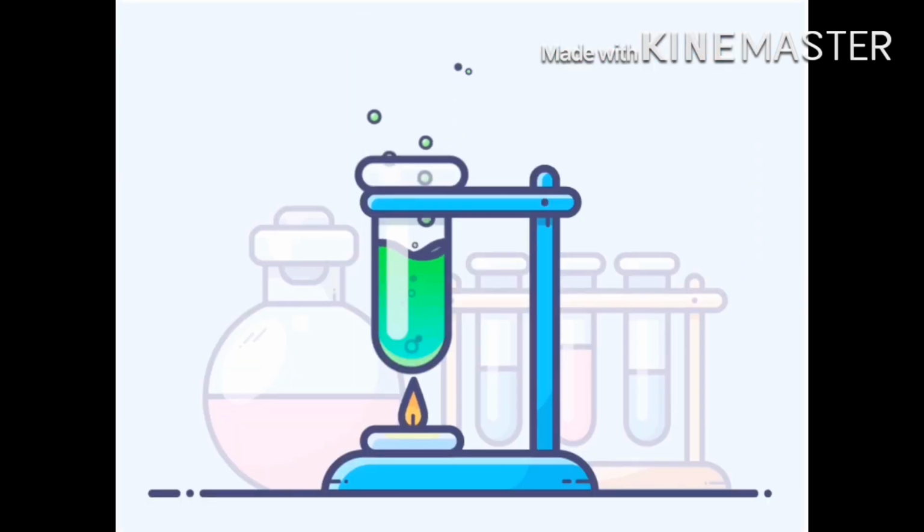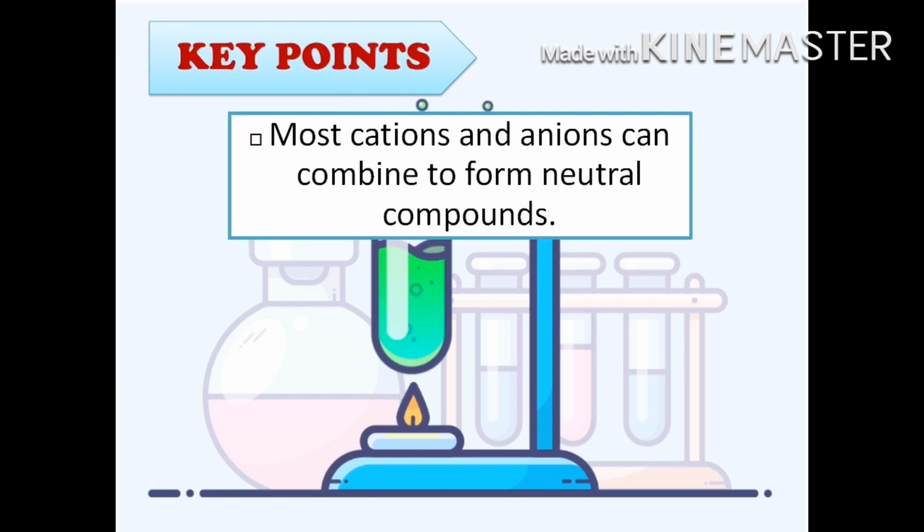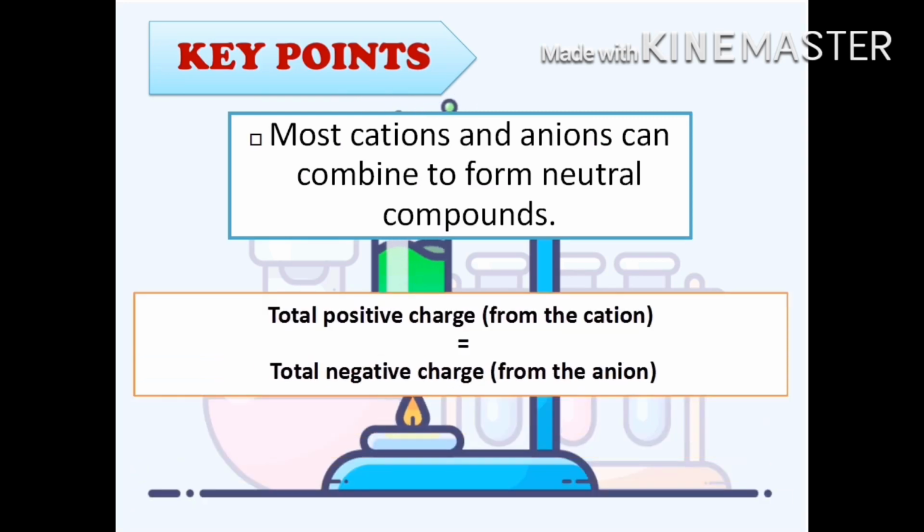Before we go to the naming of binary ionic compounds with variable charge metals, allow me first to discuss some key points that will help us in understanding the topic. First point, most cations and anions can combine to form neutral compounds. Now, what do we mean by neutral compound? A compound is said to be neutral if the total positive charge is equal to the total negative charge.